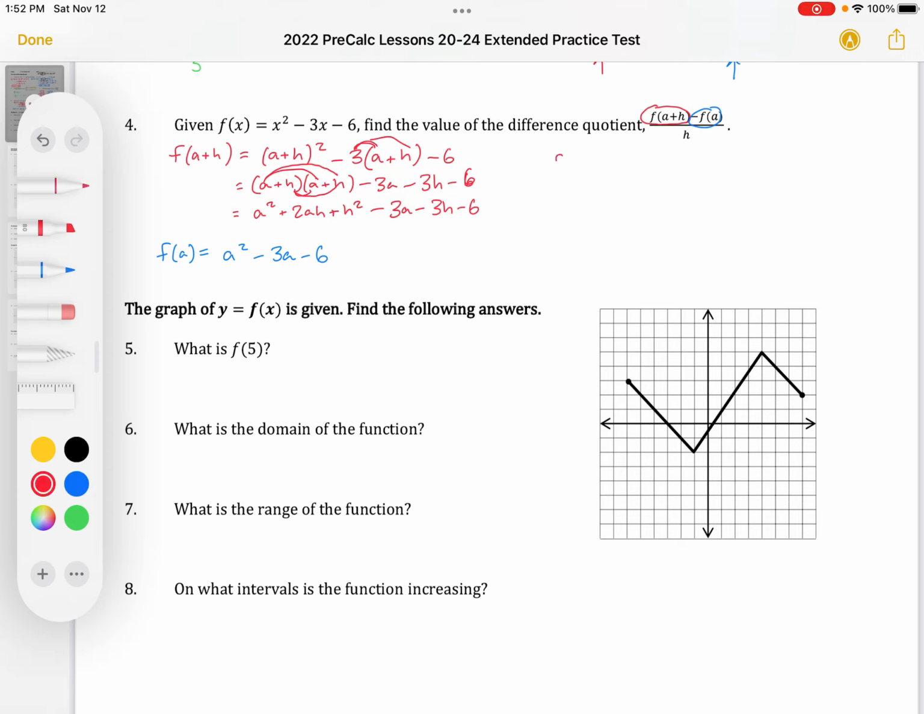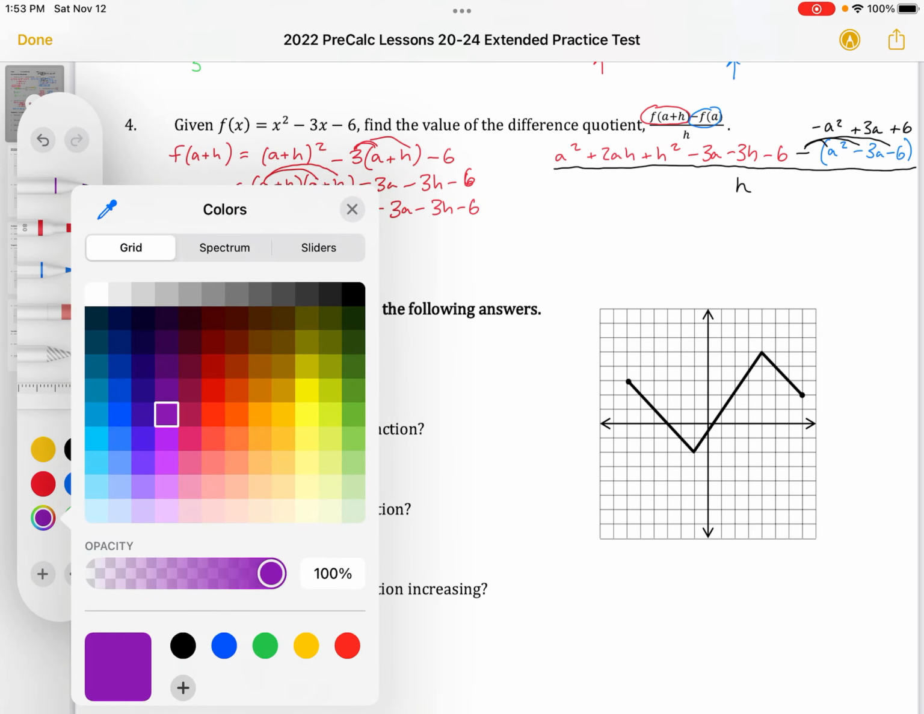I'm going to take that first function I got, a squared plus 2ah plus h squared minus 3a minus 3h minus 6, minus, and here's where you always want to put f of a in parentheses, otherwise you're going to forget to distribute that negative. So it's a squared minus 3a minus 6, and that entire expression is all over h. So now at this point, we're just going to distribute this negative. So this is going to end up being a minus a squared plus 3a plus 6 right here.